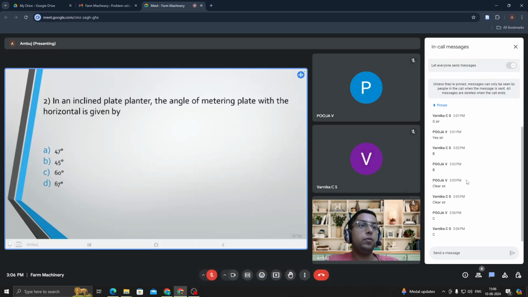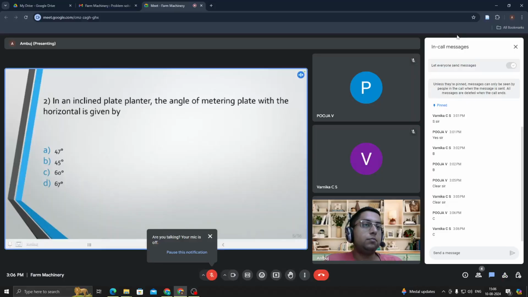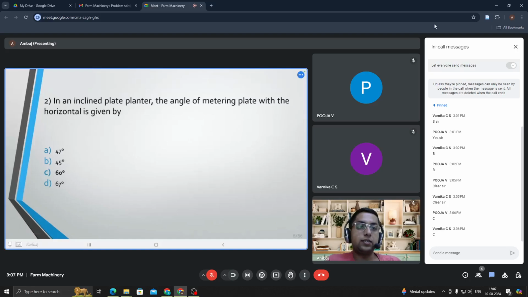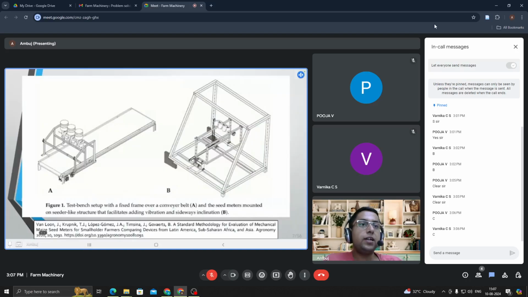C. Two people have said C. Okay, two people are saying C. This means there is some particular weightage with option C. Okay, let us see that. Yes, it would be 60-degree only. How do we arrive at this particular option? Let us look at it in great detail.